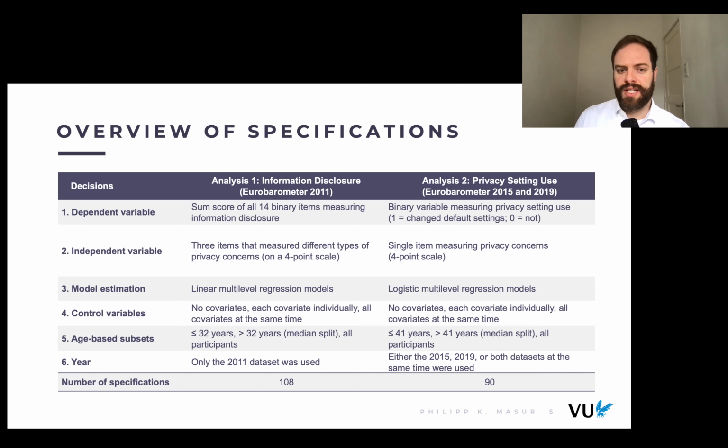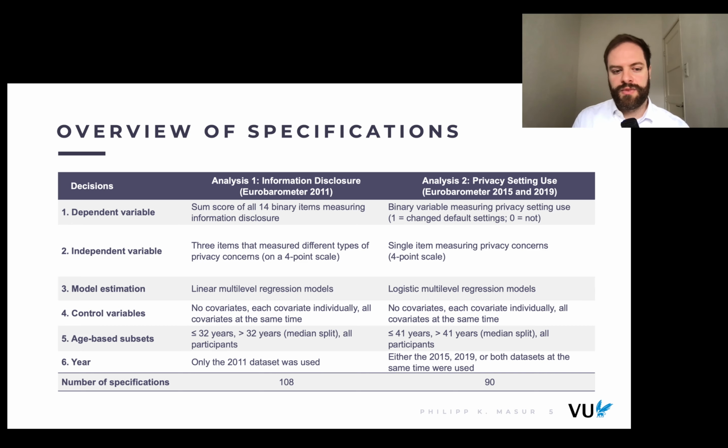But what is important now is I did two analyses. The first one concerns predicting information disclosure based on the Eurobarometer from 2011. And the second analysis concerns predicting privacy setting use based on the Eurobarometer 2015 and 2019.